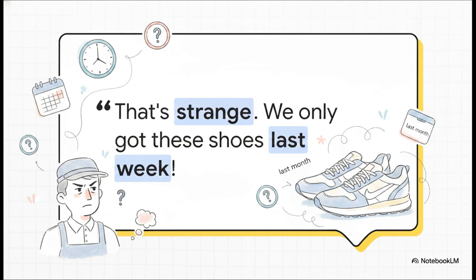The shop assistant frowns, looks at her, and replies, "That's strange. We only got these shoes last week." Ouch, right? The assistant also used perfect grammar, but in doing so, accidentally exposed Mary's lie. I mean, how on earth could Mary have bought them last month if the store itself only received them last week? It just goes to show that mastering time expressions isn't just about passing a grammar test. You also have to make sure your facts actually make sense.